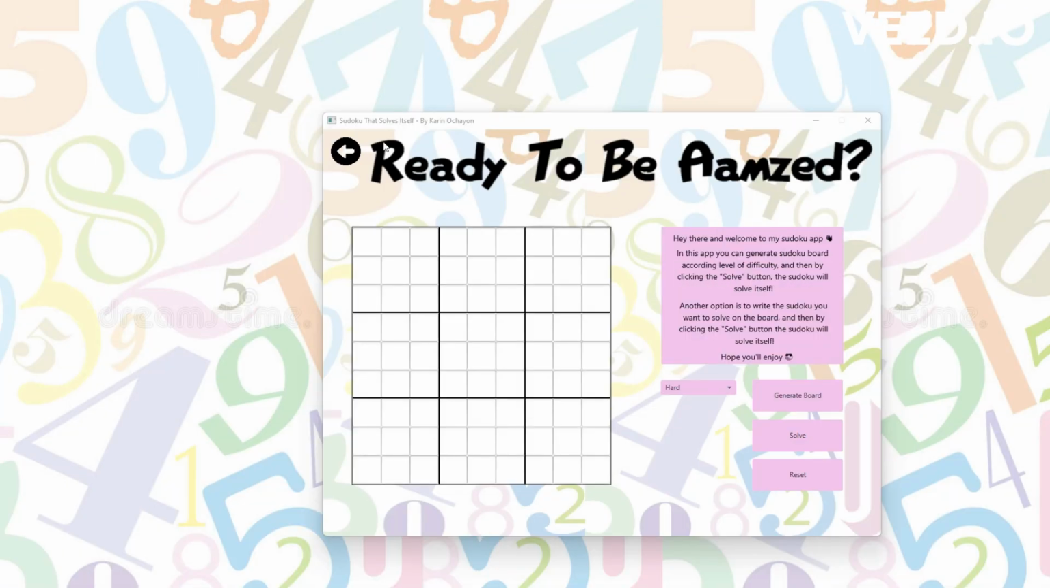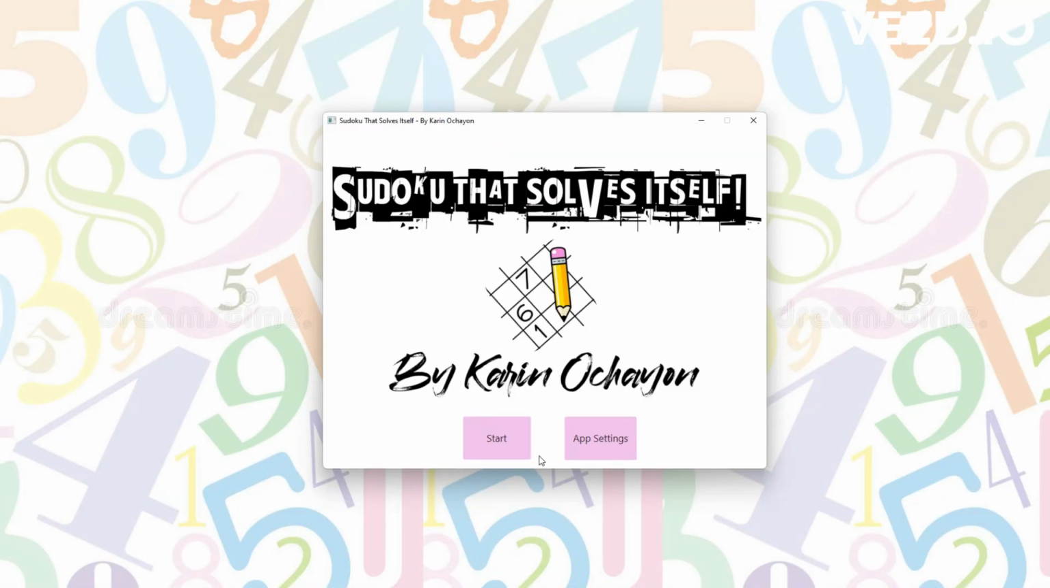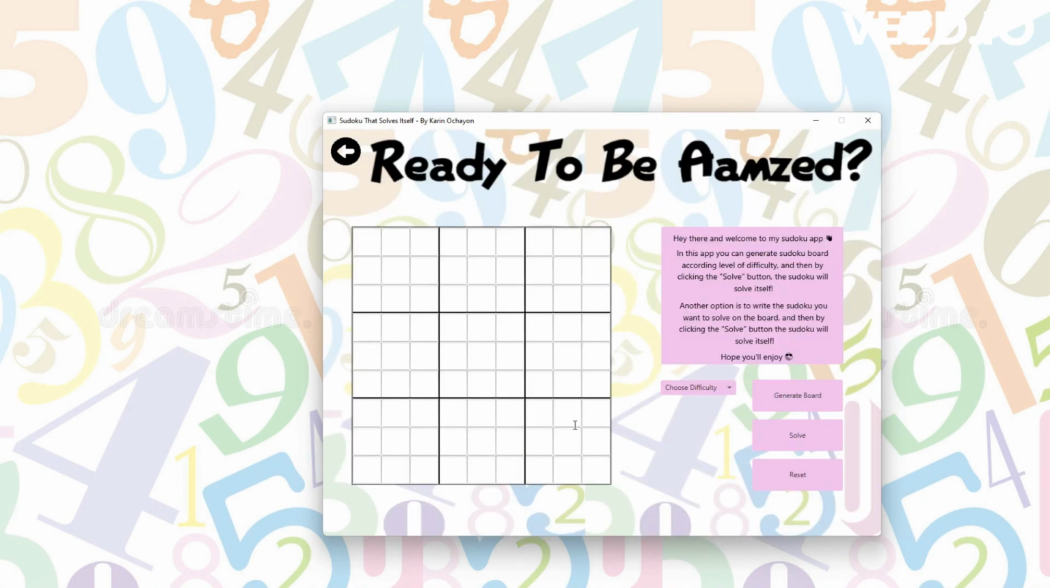On the opening screen, you can see that we have two options, Start or Settings application. First, I'll demonstrate what happens when we click on the Start button. On this page you can generate Sudoku board according to level of difficulty, and then by clicking the Solve button the Sudoku will solve itself. Let's demonstrate. I will choose an easy difficulty level to see how each time the board is ranked according to the difficulty level. By clicking on the Solve button, the Sudoku board I selected is solved. In order to clean the board, click on Reset.